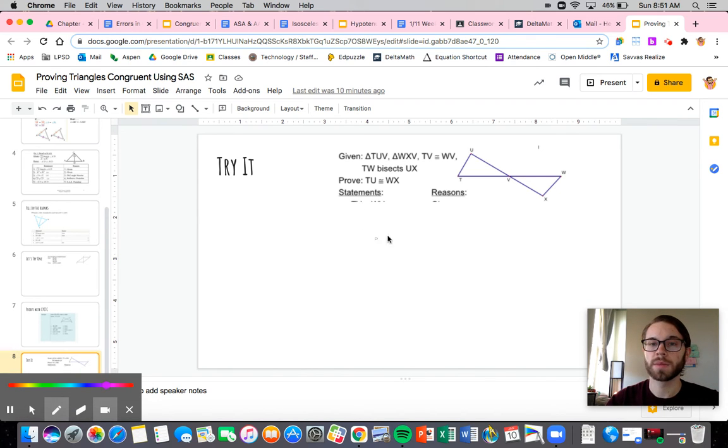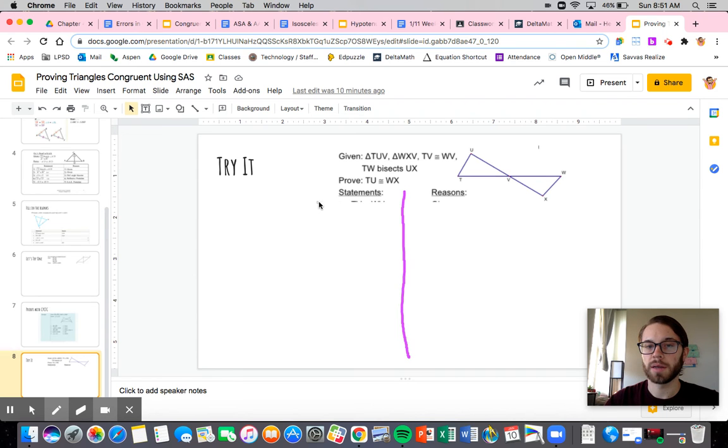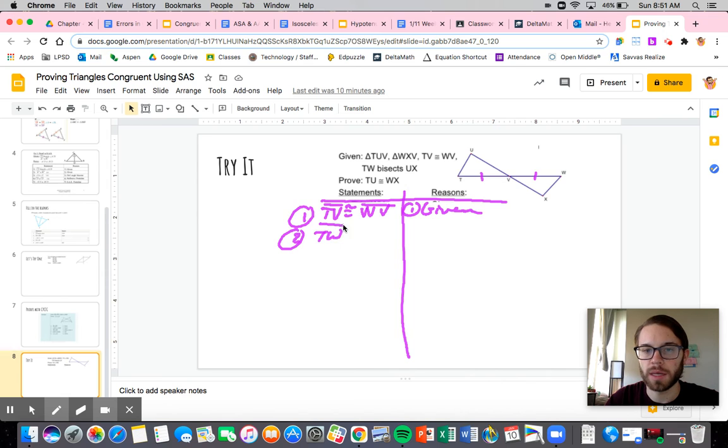This one won't be long. So we already have our statements started to be listed here, statements and reasons. All right, so we are given, well, we're given that these are triangles. Don't worry about that. So we are given that TV is congruent to WV. And what else are we given? We're given that segment TW bisects UX.